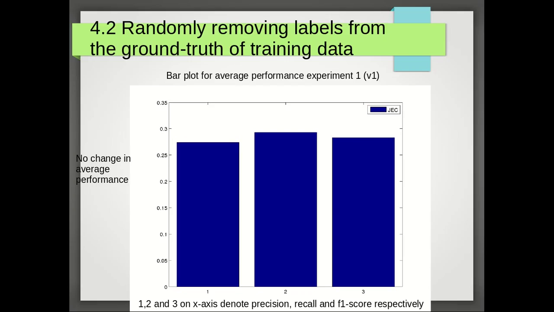Next task was actually to randomly remove labels from the ground truth of the training data. So we were supposed to randomly remove X% of the labels from a particular training image. So if a training image has, suppose, P labels in its ground truth, then we were supposed to remove X% of those labels from those P labels of that image. And I had to perform this with 10%. So I was supposed to remove only 10% of the labels from the ground truth of the images.